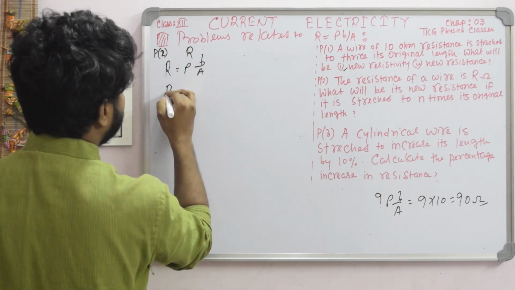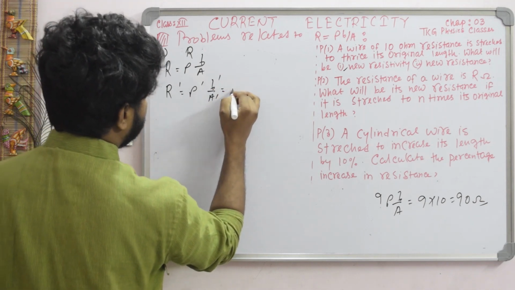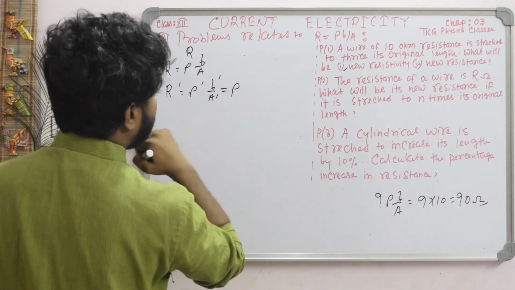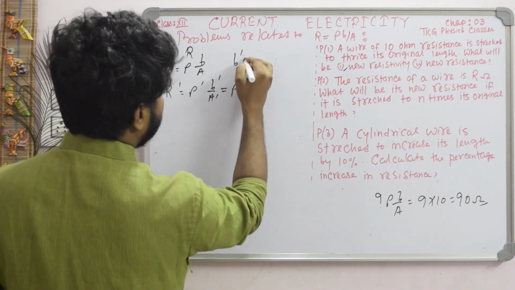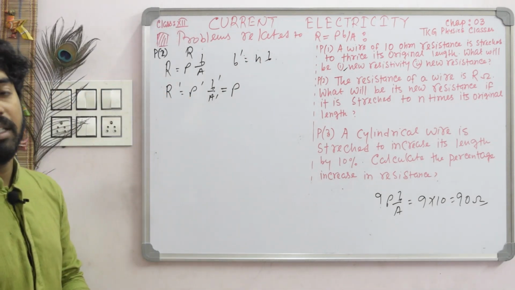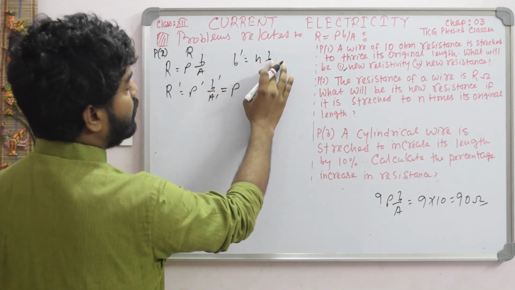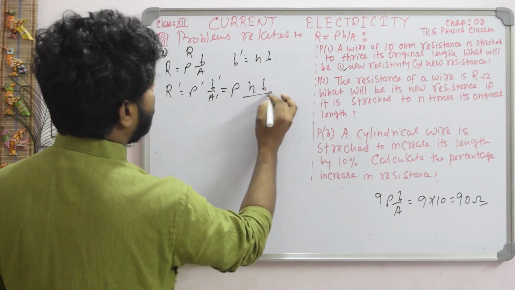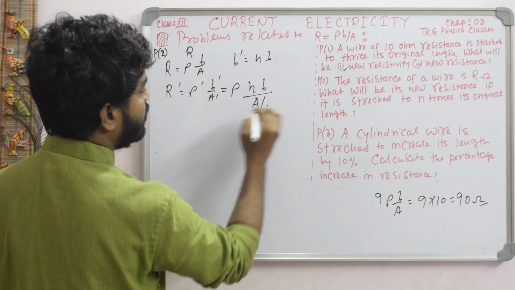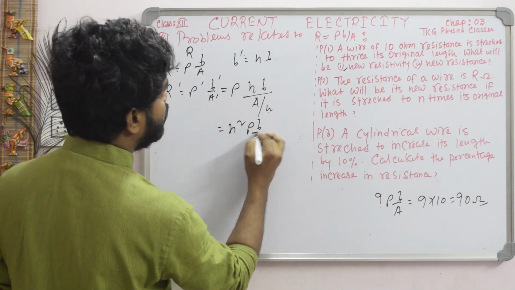Now for the second condition, R dash is equal to rho dash L dash by A dash, but you know rho remains the same. Here L dash is equal to n into L, stretched to n times its original length. So when L dash becomes n times, the area becomes n times smaller. So this becomes n into n, that is n square rho L by A.